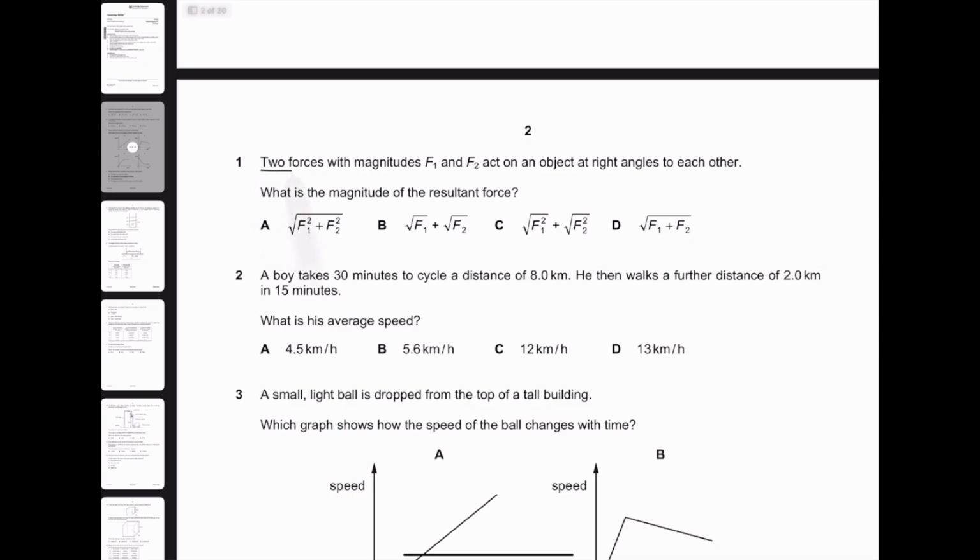Two forces with magnitude F1 and F2 act on an object at right angles to each other. So they're at right angles to each other. If this is F1, this must be F2. The angle is 90 degrees. They're asking you what is the magnitude of the resultant force.